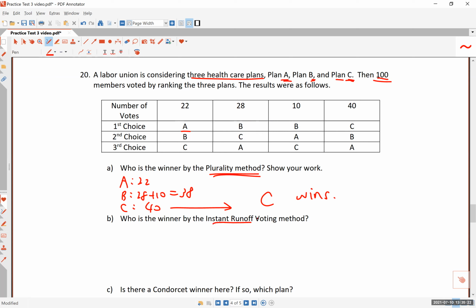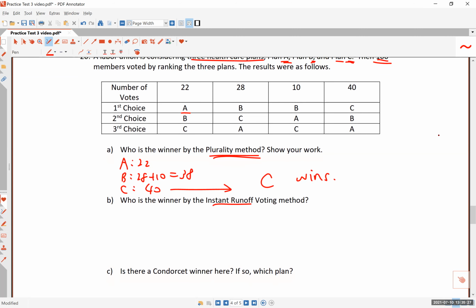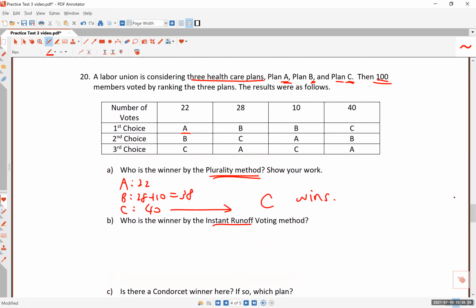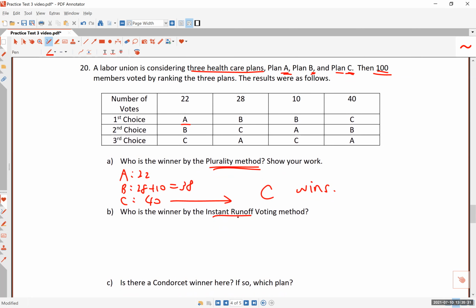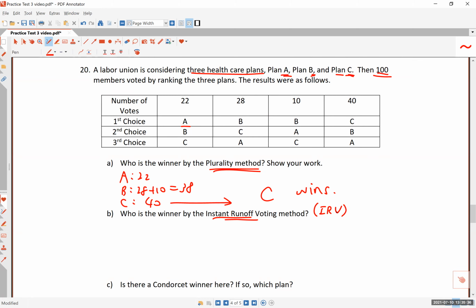Next one, who wins by the instant runoff voting method? Now this one is tricky because it is multi-step. All right, so follow along carefully and patiently. In the instant runoff voting, which is IRV, the plan with the least number of first place votes is eliminated first, right? Take a look at this. A is eliminated or removed first. Why? Because A only has 22 first place votes. The other ones have more. So A is removed first.